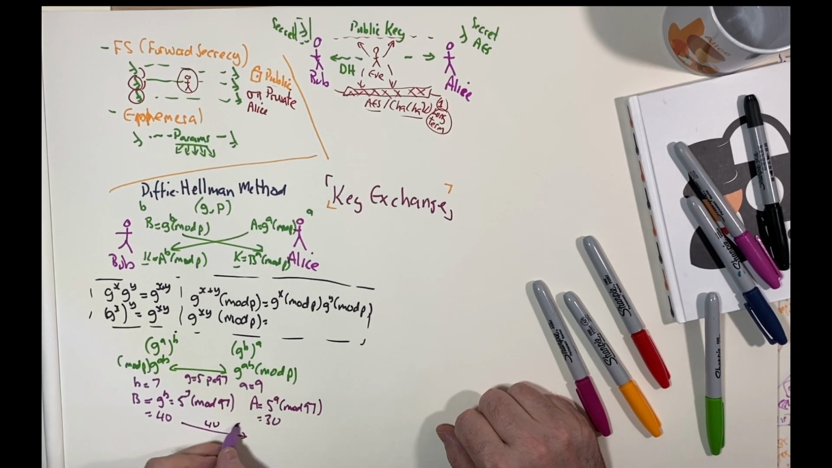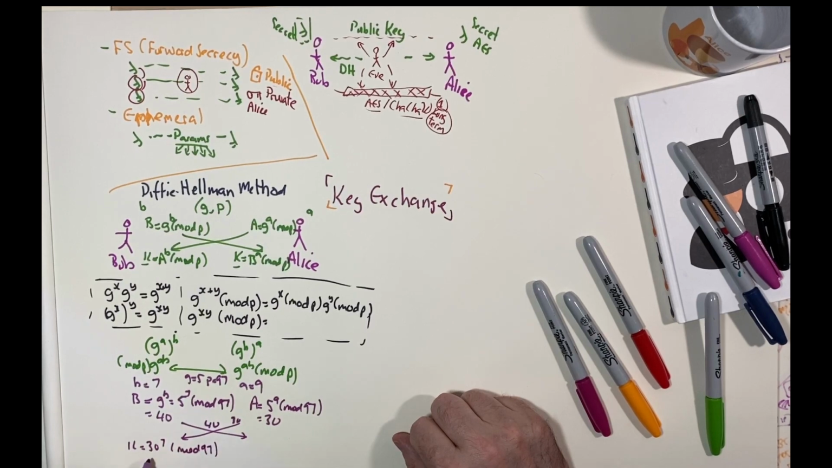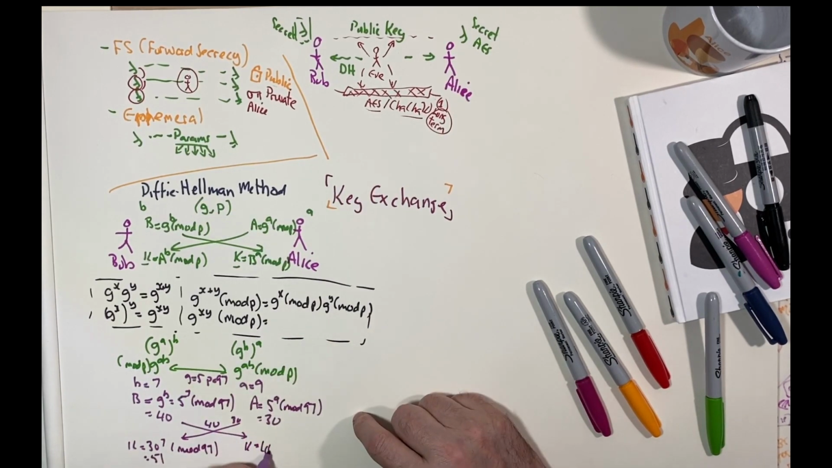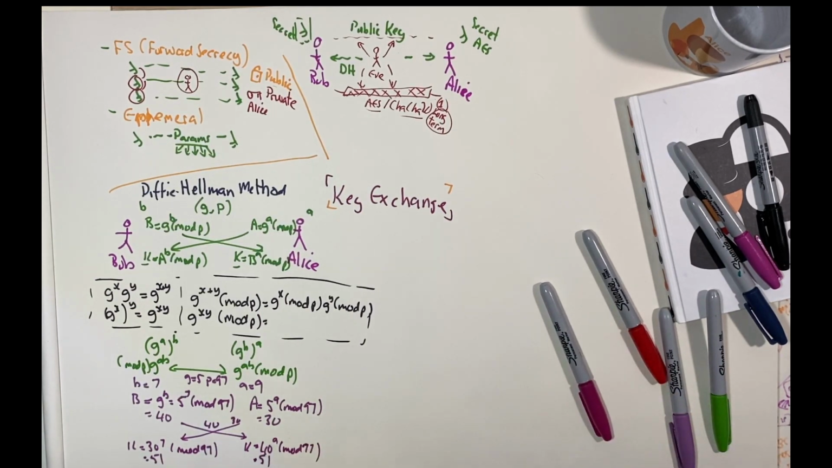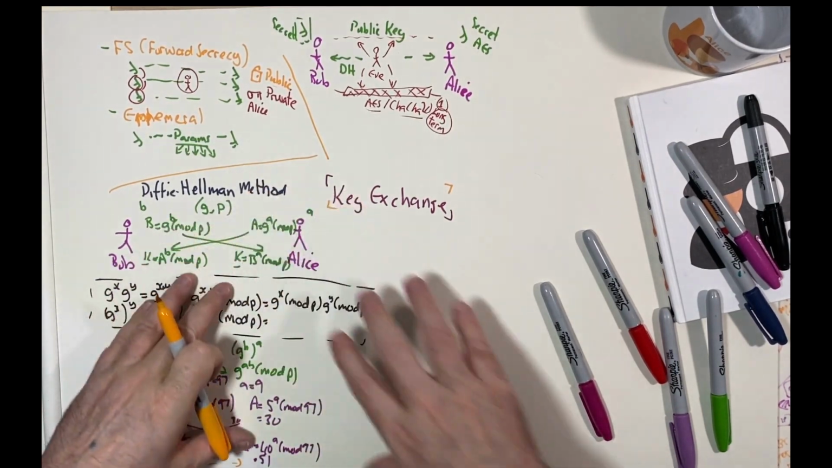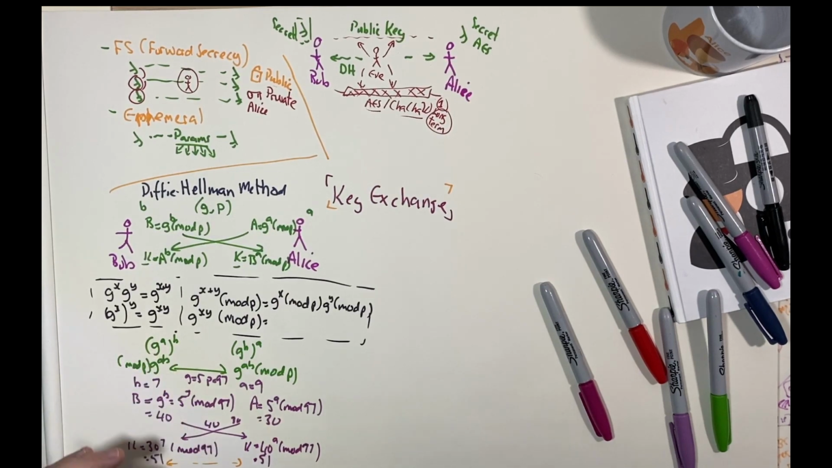Bob sends over 40, Alice sends over 30. Bob takes 30 to the power of his value, 7 mod 97, and computes 51. Alice does the same, takes Bob's value, raises it to the power of 9 mod 97, and abracadabra, they end up with the same shared value there. Obviously the values that we use in real life are much larger because the prime numbers are much larger and the random numbers are larger, but that shows you how it actually works.